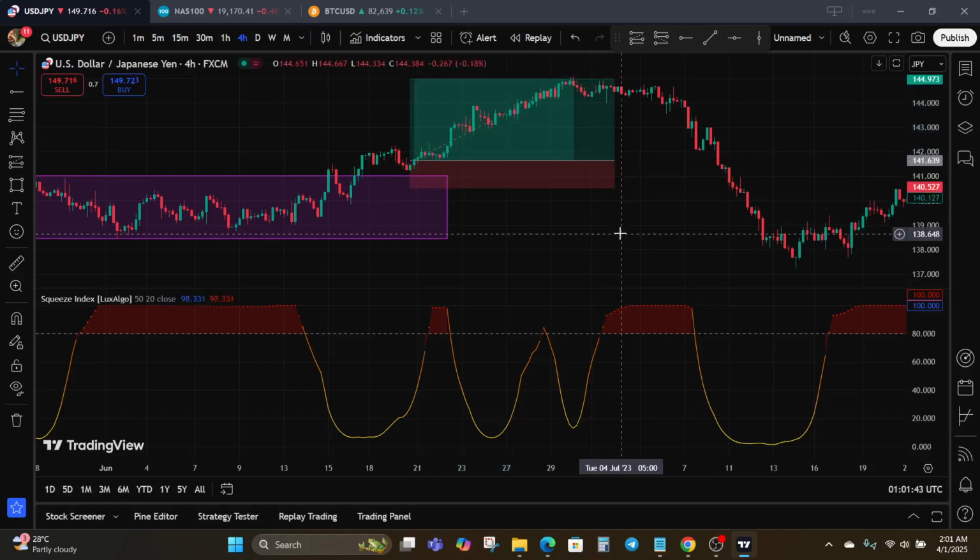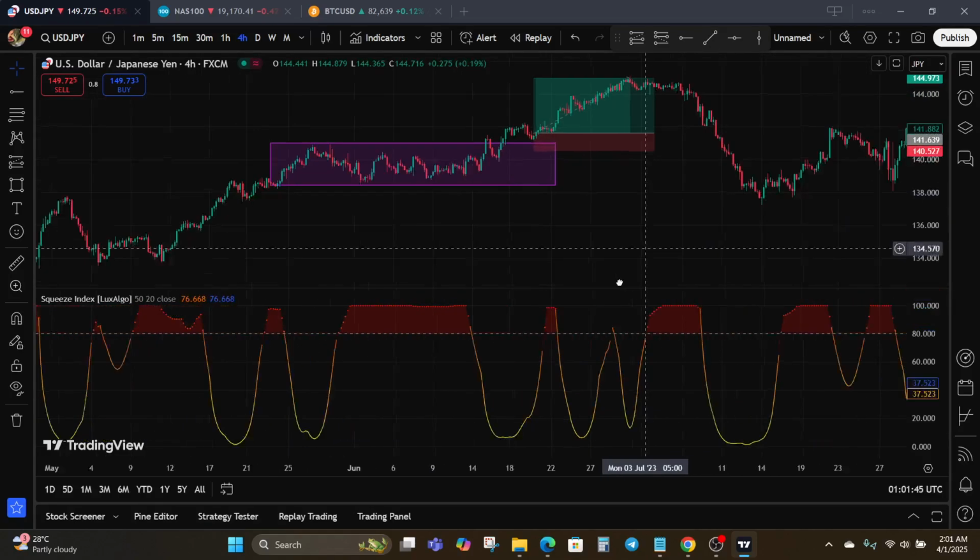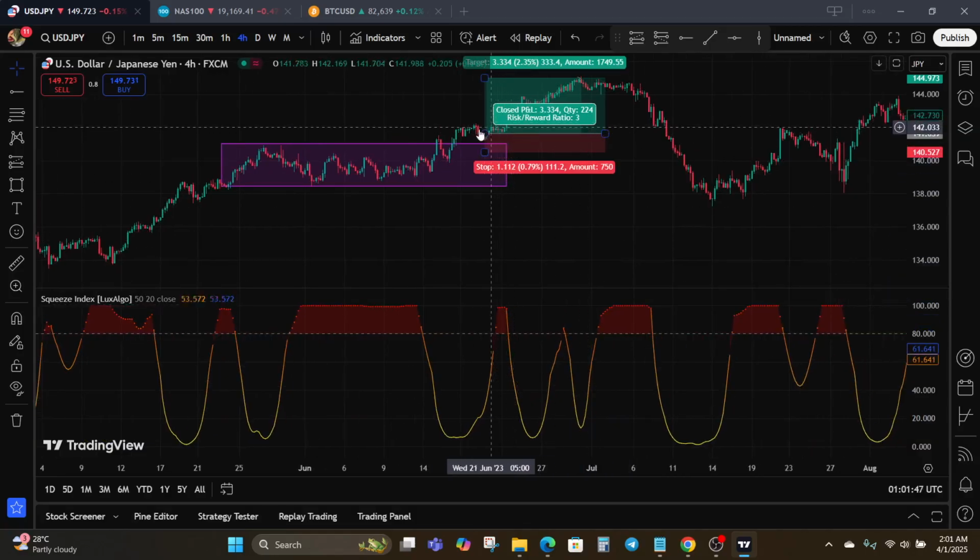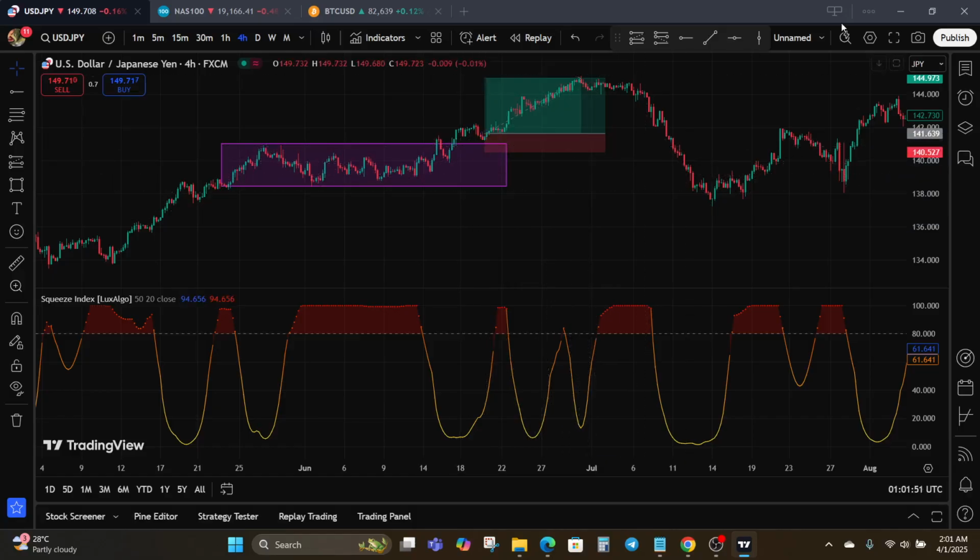So just ensure that your confirmations are there, so that you do not jump into the trade blindly. Make sure you get your confirmations. The squeeze index indicator is a game changer for traders who want to catch breakouts early and avoid choppy markets. By understanding when volatility is about to explode, you can time your trades with precision and trade with confidence.